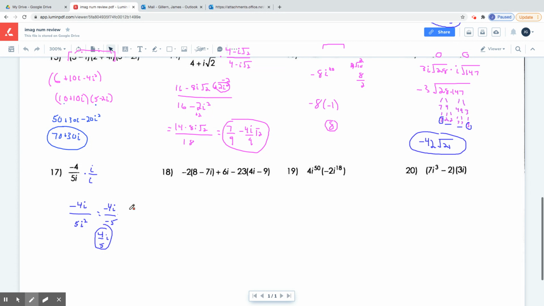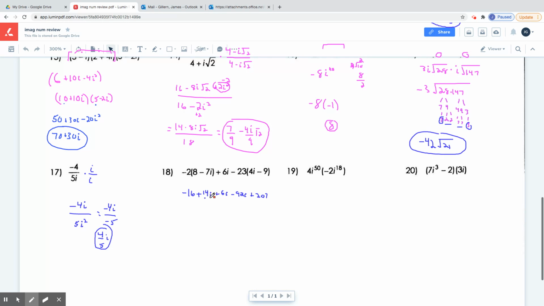All right, 18. We're just going to distribute here. We're going to distribute here. And then we're going to combine like terms, see what we got. Negative 2 times 8 is negative 16. Negative 2 times negative 4i is positive 14i. Plus 6i, nothing going on there. Then I have negative 23 times 4i, which is negative 92i. And then negative 23 times 9 is positive 207.